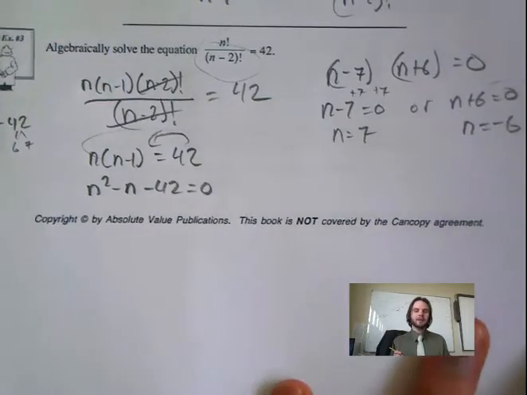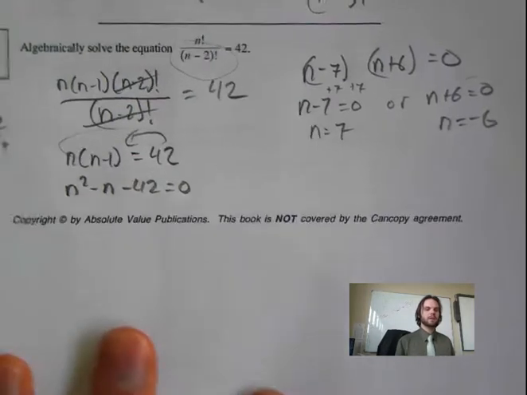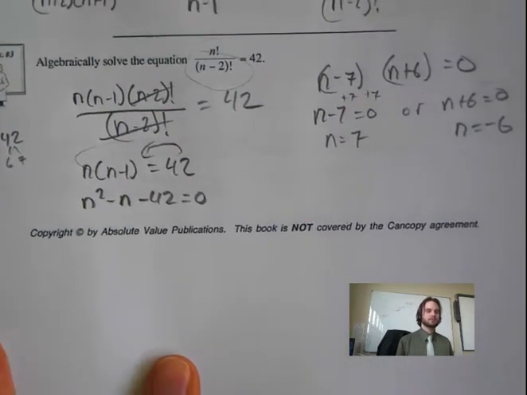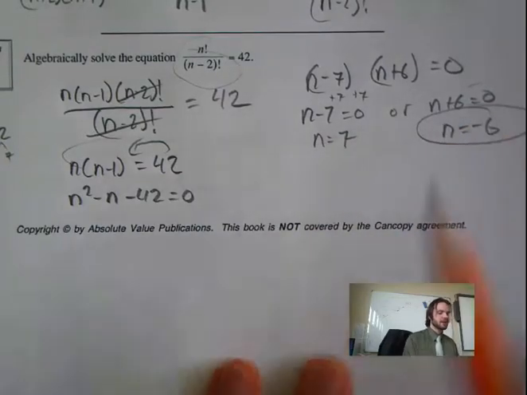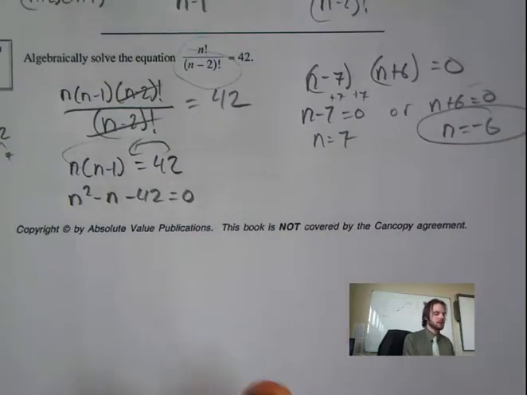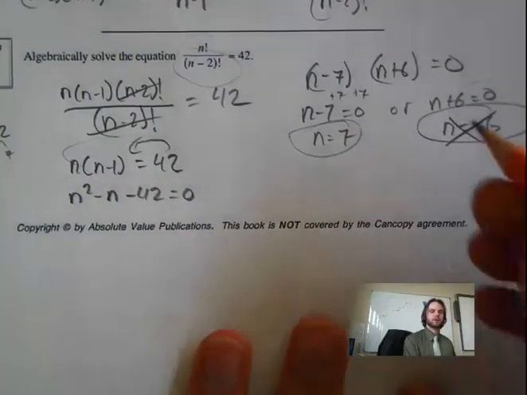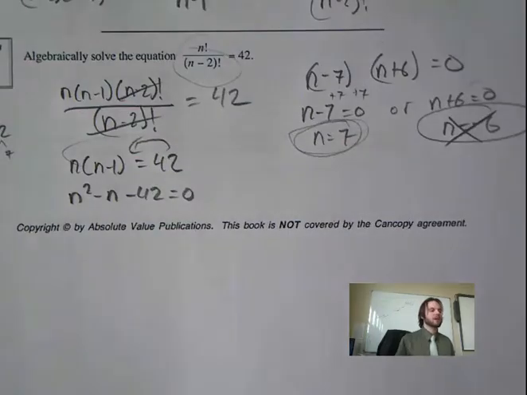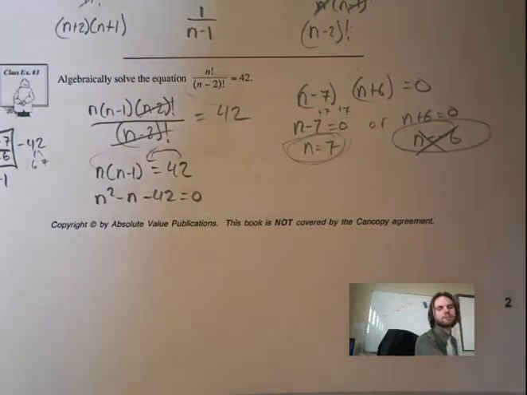Now looking at these two answers, which one could I use? Well, this one here is negative, so we can't really look at that. This one's positive. So this one's out, so I'm going to be left with just n is equal to 7, because I can't use the negative. It would be going infinitely big on the negative forever. Okay?